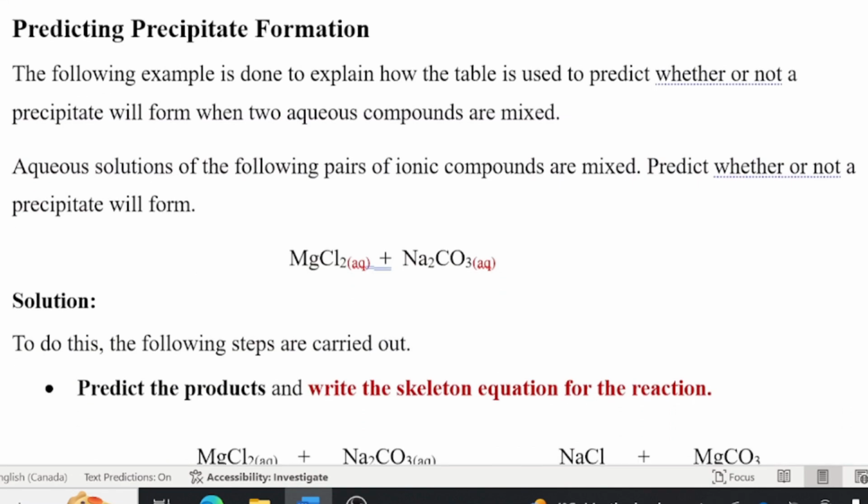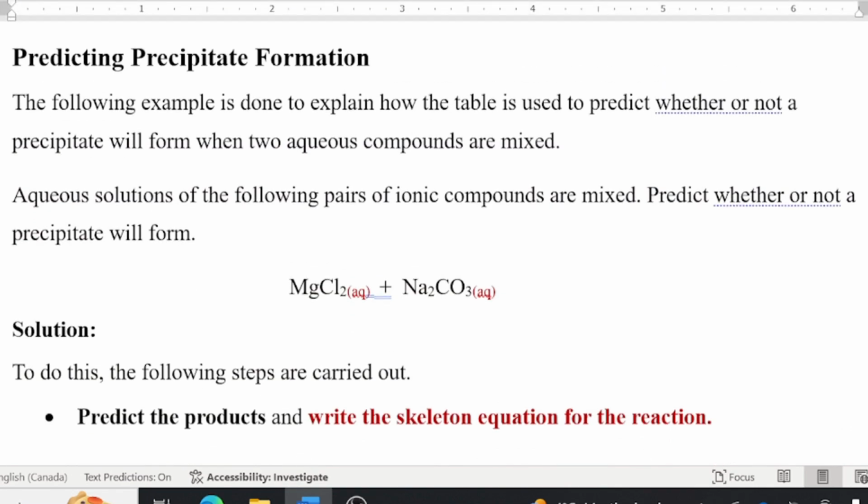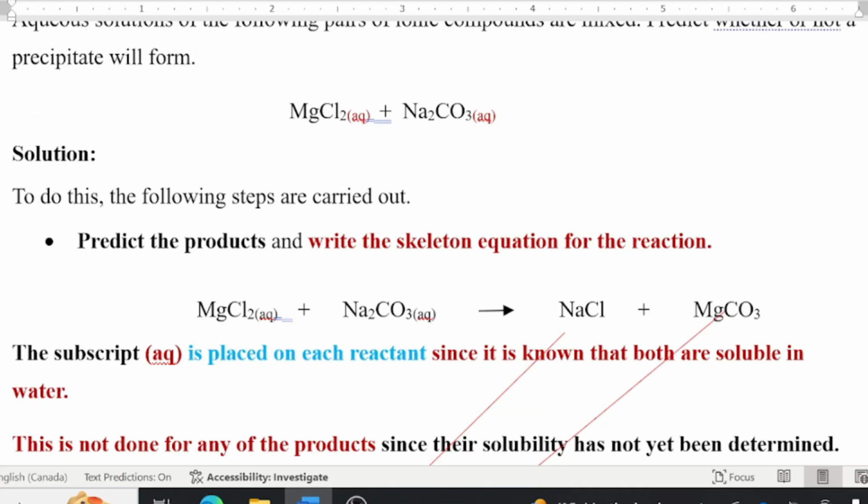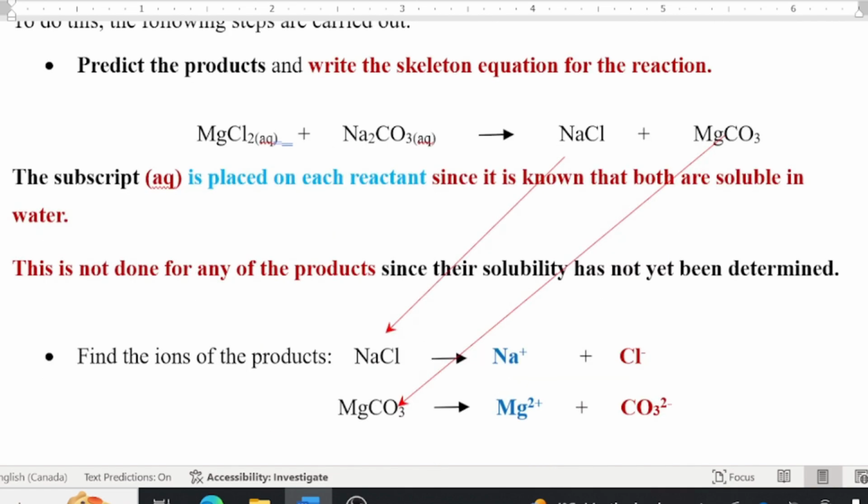These are some steps I want you to go through when you do your double displacement reaction. These are aqueous compounds here, and you're mixing them. You want to predict whether or not you'll get a precipitate. So you start with aqueous compounds. You know they're all soluble. You take your magnesium and exchange it with that one there, and then you take your sodium and exchange it down there. Now we have a new combination. You're forming sodium chloride here and magnesium carbonate here.